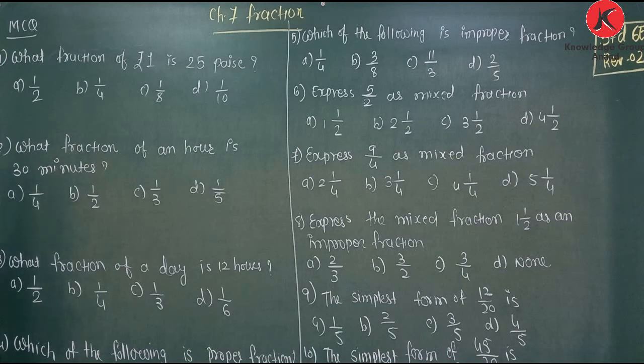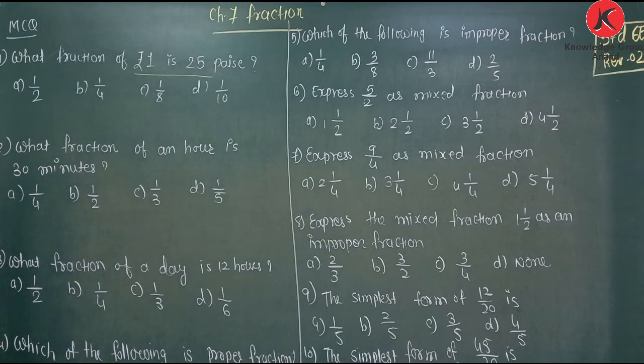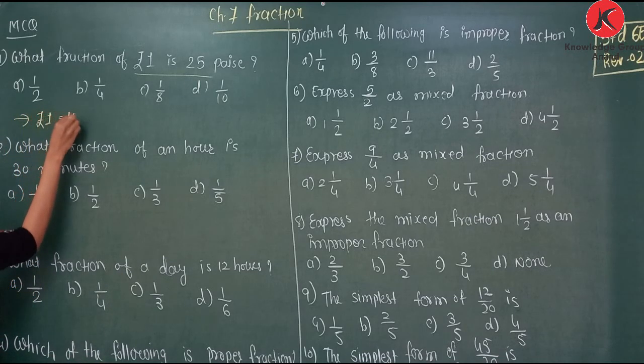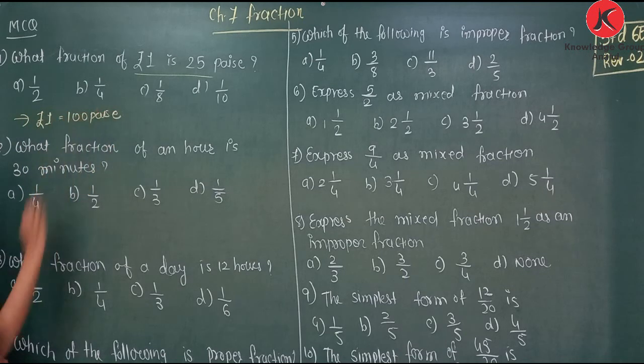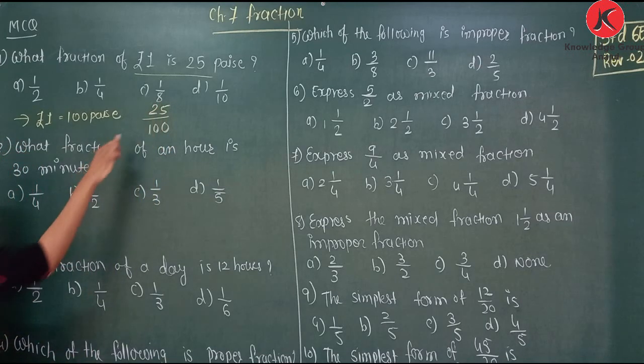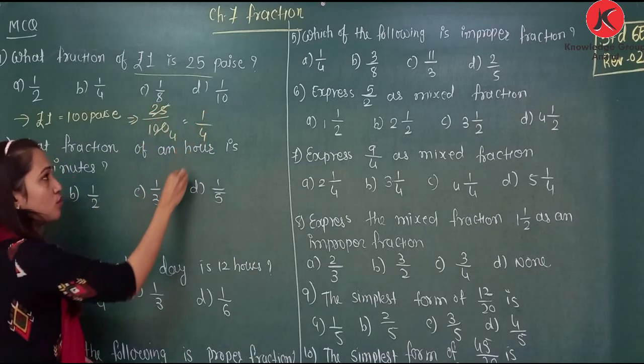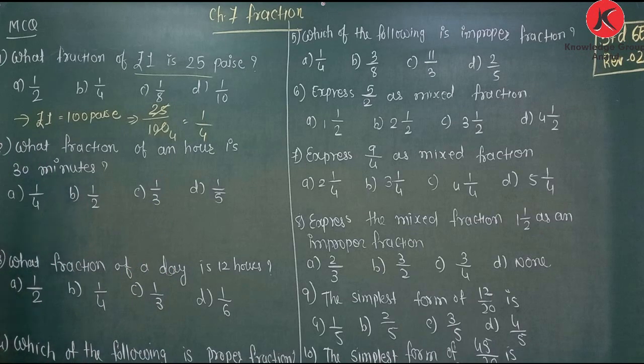So here first, what fraction of 1 rupee is 25 paisa? If you want to find the fraction of 1 rupee that is 25 paisa, 1 rupee means 100 paisa. So from 100, we need to take 25. Whatever fraction this is, that is our answer. 25 fours are 100, so it is 1 by 4. So 25 paisa is 1/4 of 100 paisa.